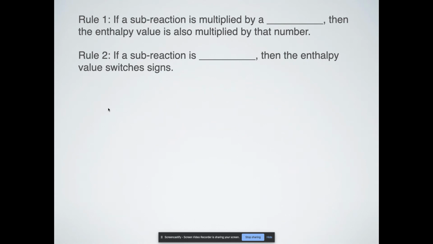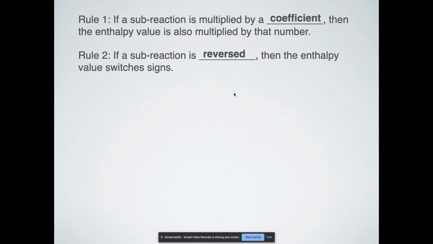So what are our rules for Hess's law? The first is that you have subreactions. If a subreaction is multiplied by a coefficient, then you multiply the enthalpy value by that same number. For example, if it's 50 kilojoules to do something, but I have double the amount, then I would double the amount of enthalpy that it would actually have. That just makes intuitive sense.